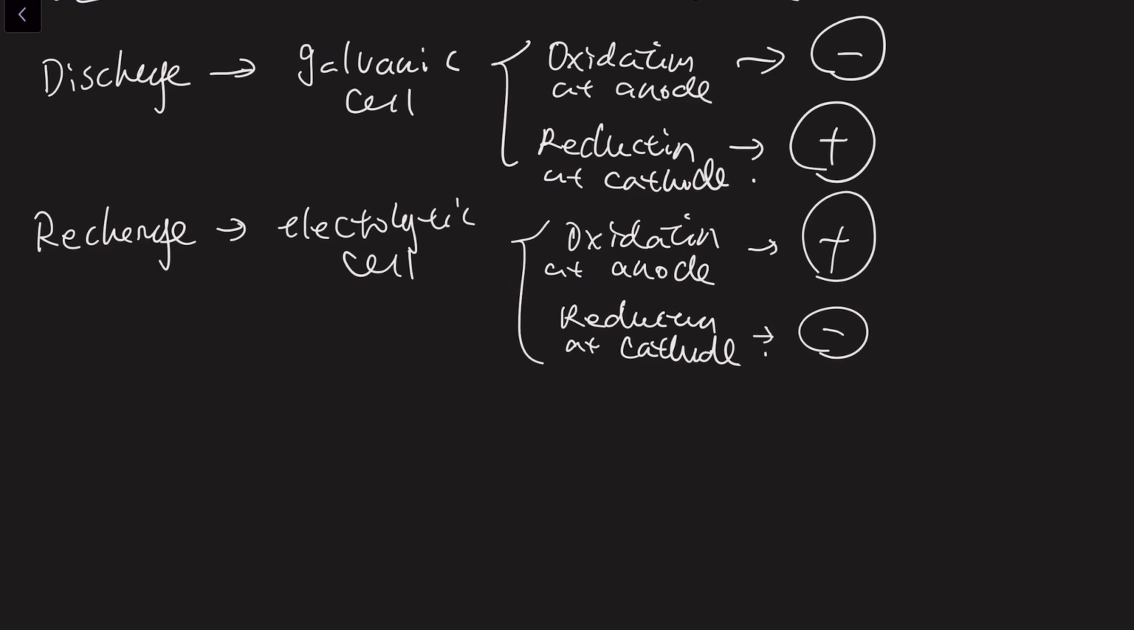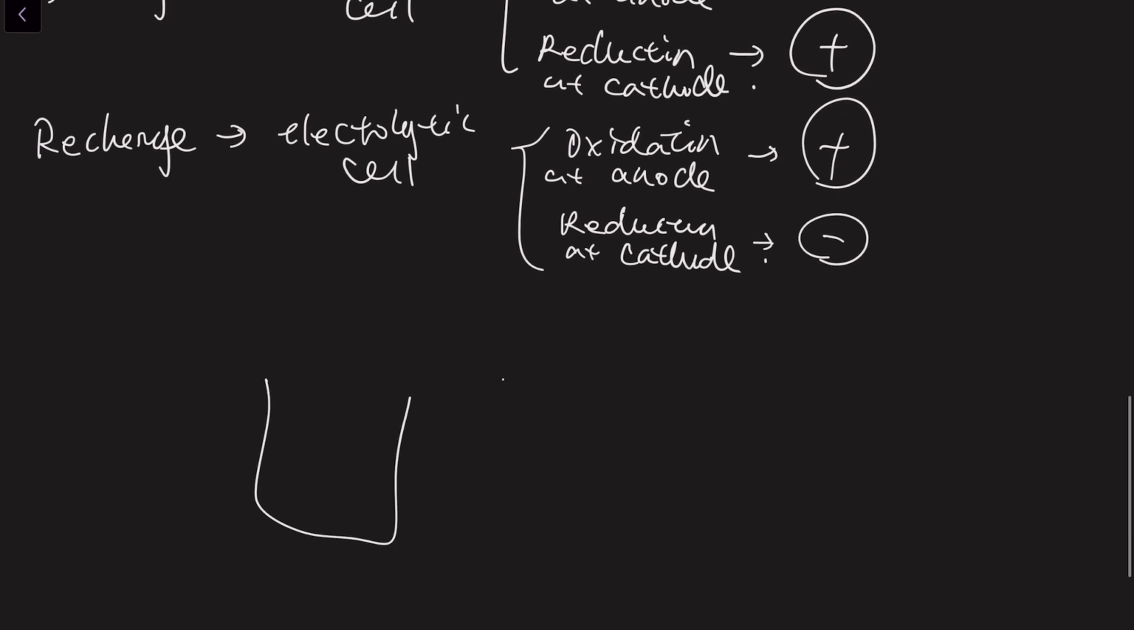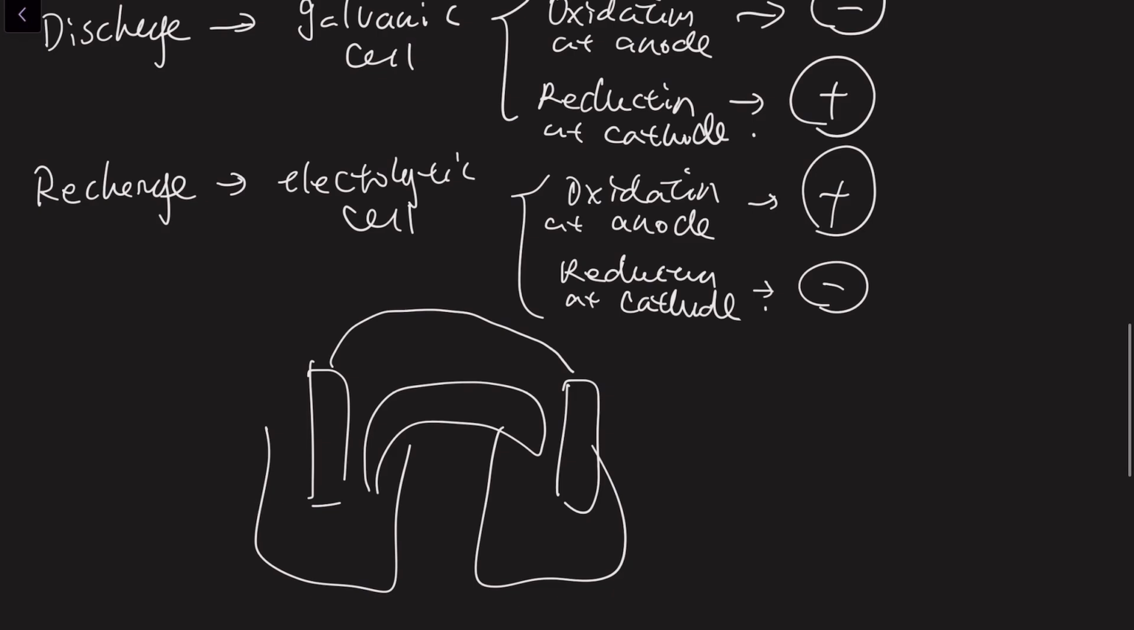And this is kind of confusing, I think. So maybe I just use this to illustrate. So suppose during the discharge cycle, this is the anode, and this is the cathode. And the anode is undergoing oxidation, so it is negative. The cathode is undergoing reduction, so it is positive. And the electron moves from anode to cathode.